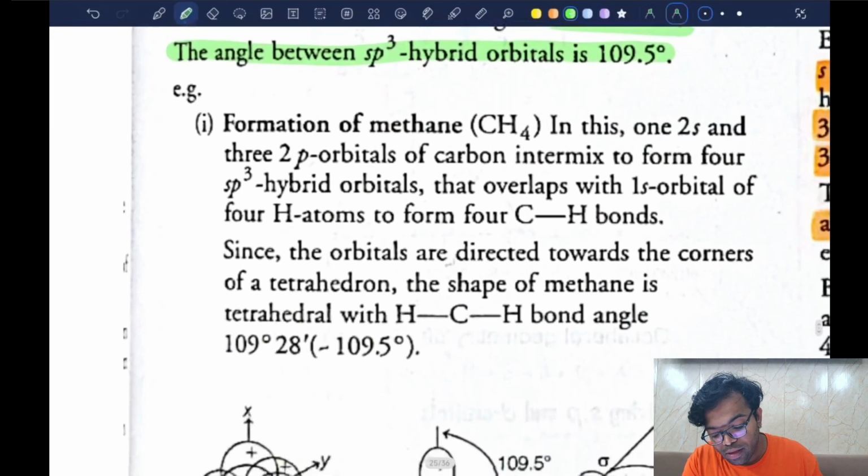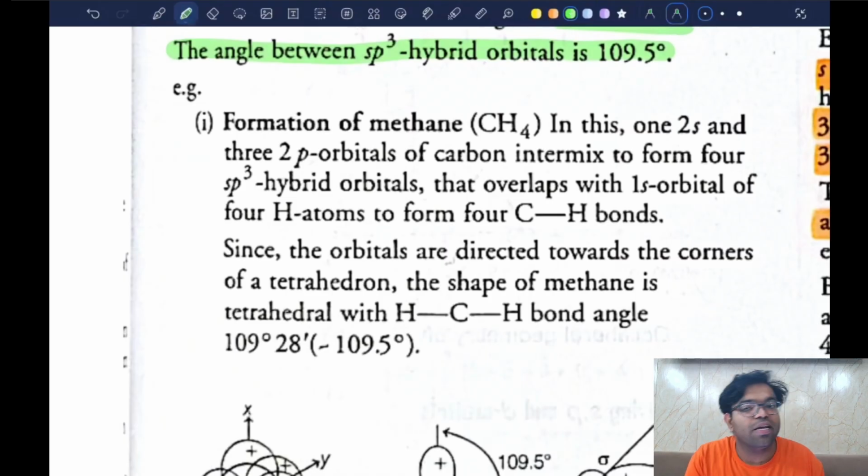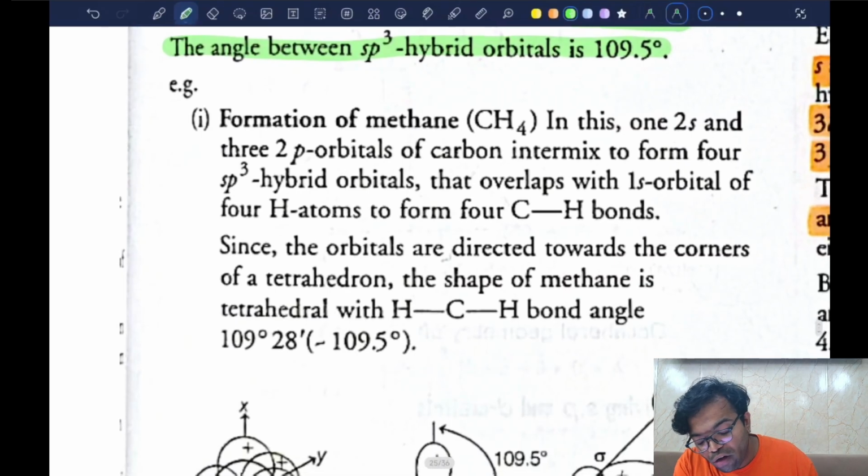Next, the formation of the CH4 molecule. Unfortunately for carbon, it only has two electrons in the p orbital, but it requires the participation of the three p orbitals. So what does it do? It promotes one of the electrons from the 2s to the 2p, so that the s and the three p can participate together.